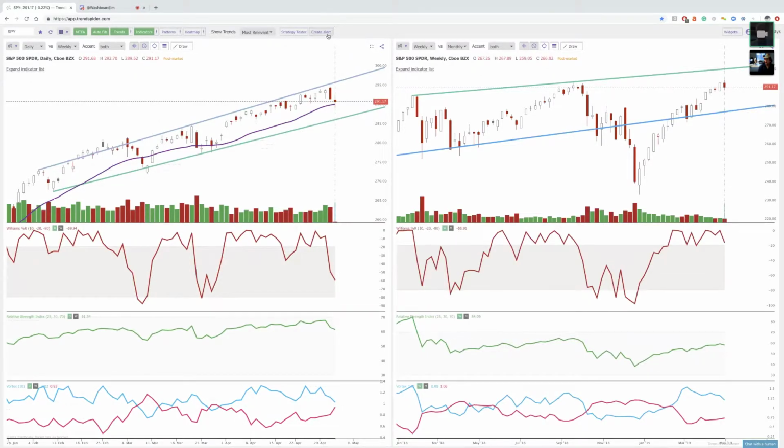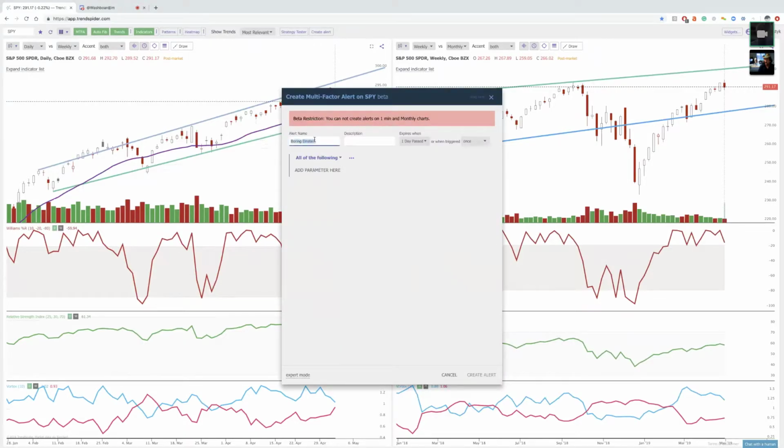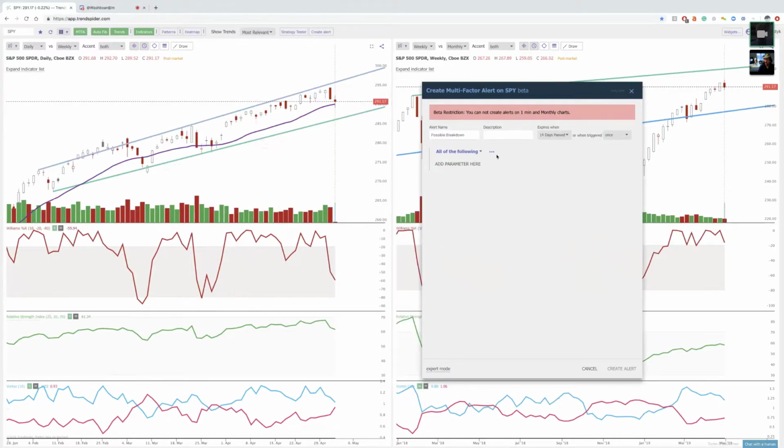In order to do that, I can go to create alert, multi-factor alert. I can do "possible breakdown," and let's do this for 14 days, so it'll be expiring in 14 days, or when this actually happens once. Then I can go in and create the criteria. The first one I would look for is the price: the daily price closes less than the SMA 20 here.